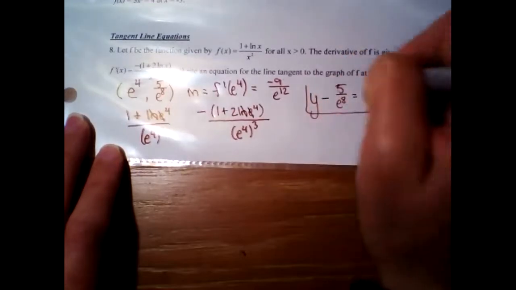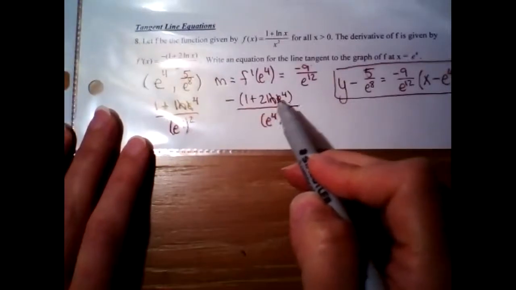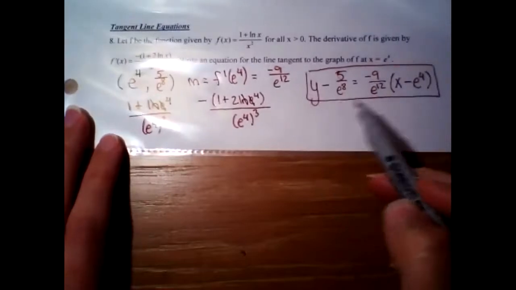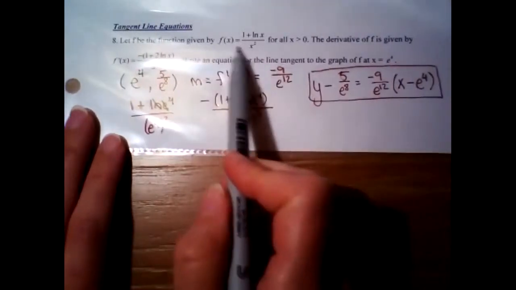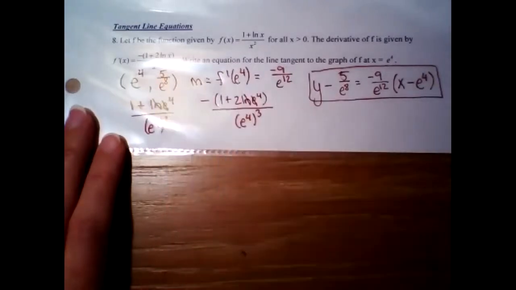So it looks real dangerous, but the most math we did was 2 times 4 and then plus 1. I mean, there's not very much math in it. It just looks really, really scary. So you plug into the function to get the point, and you plug into the derivative to get the slope.